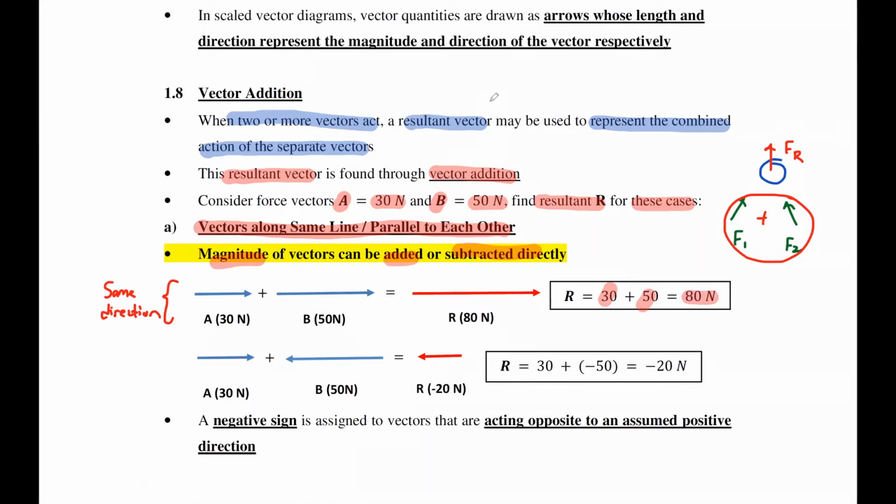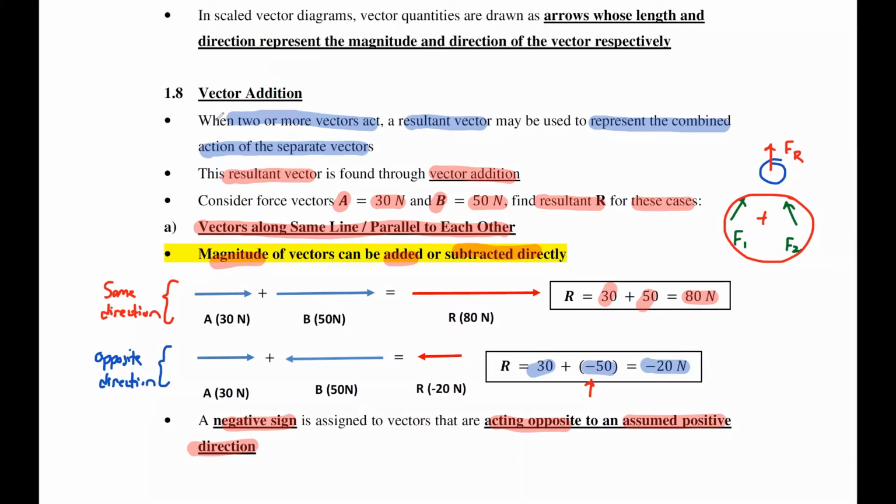However, when the vectors are in opposite direction, one of the magnitudes is subtracted from the other. In this case, 30 minus 50 gives us negative 20 Newton. Bear in mind that one of the vectors has a negative sign right now. A negative sign is assigned to vectors that are acting opposite to the assumed positive direction.